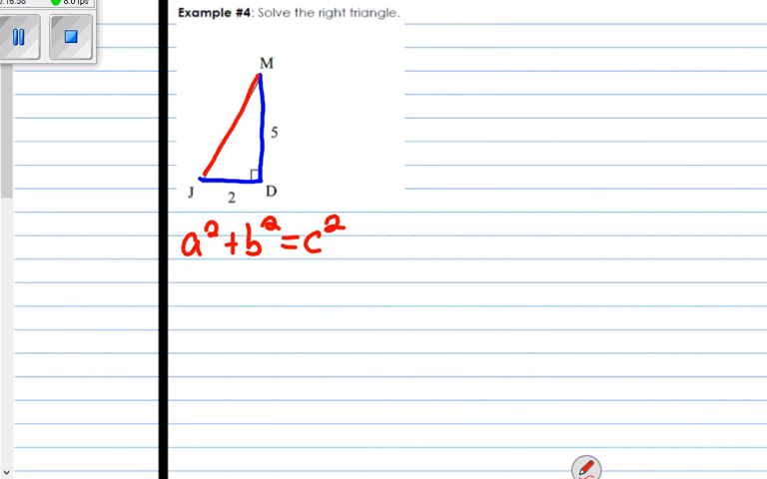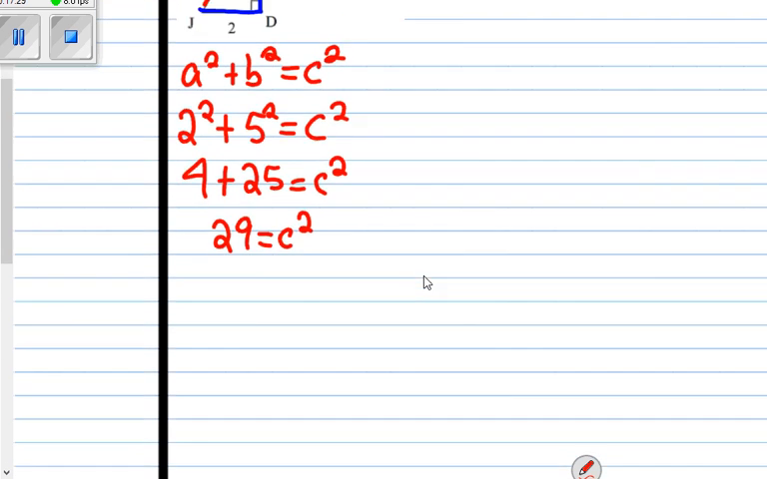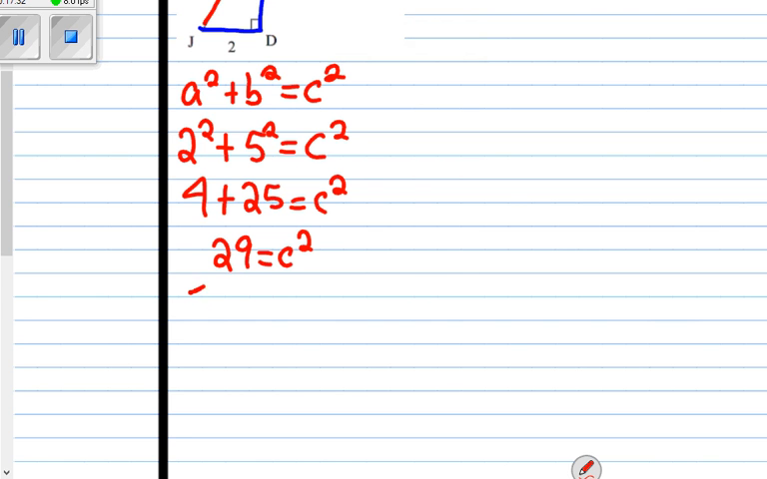So, are we looking for one of the legs, or are we looking for the hypotenuse? We're looking for the hypotenuse. We're looking for the side across from the right angle. So we have 2 squared plus 5 squared equals c squared. What's 2 squared? 4. What's 5 squared? 25. What's 4 plus 25? 29 equals c squared. Last step, I'm not looking for c squared, I'm looking for c, so what do I do? Take the square root of it. So the square root of 29 equals c.